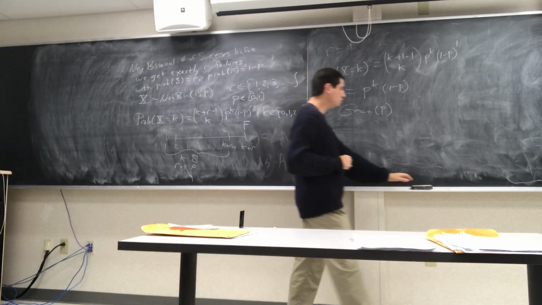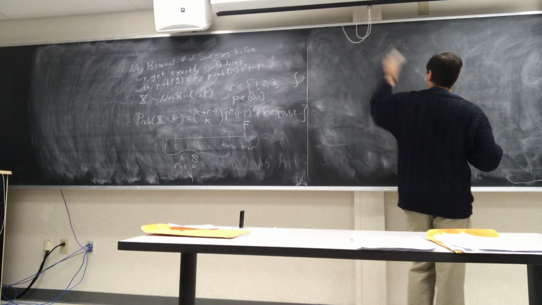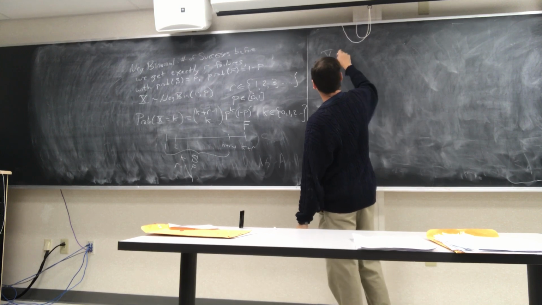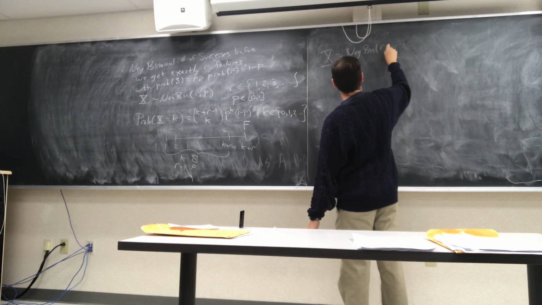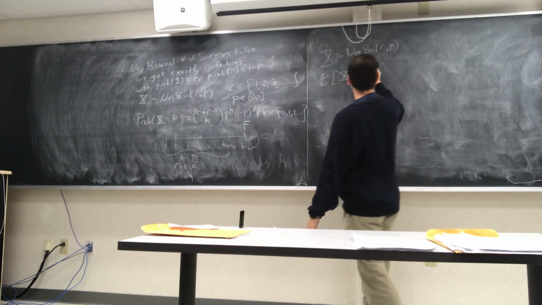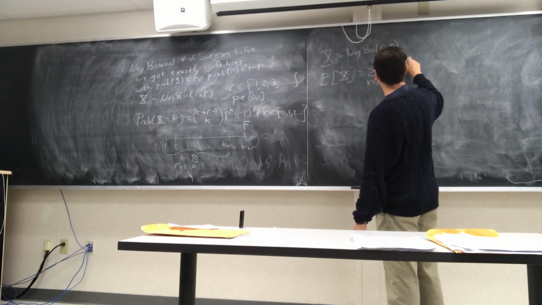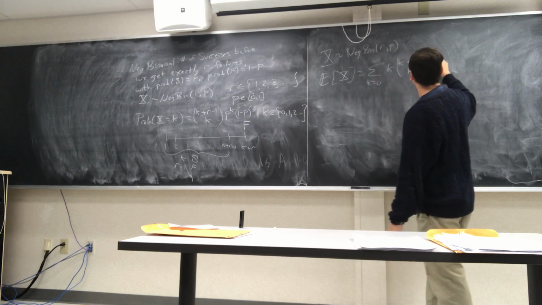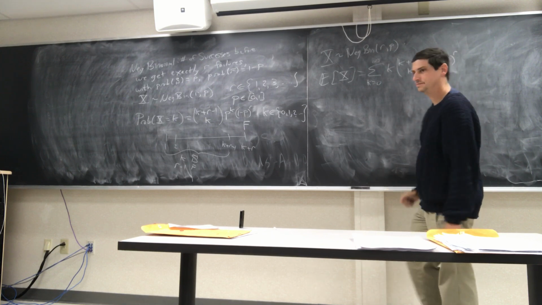All right, so let's look at the calculation to calculate the mean. So x is negative binomial r comma p. So the expected value of x is going to be the sum, k goes from 0 to infinity, of k plus r minus 1, choose k, p to the k, 1 minus p to the r.